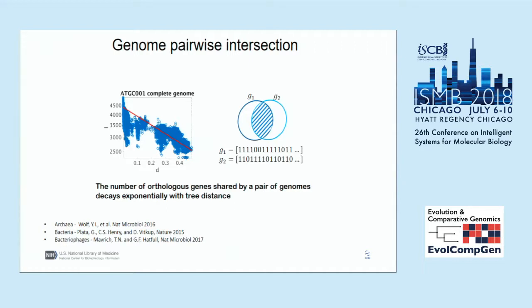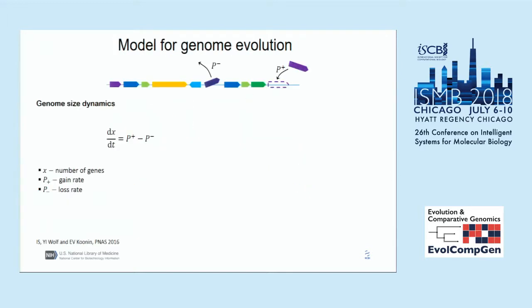And now we want to tie everything together and understand how the scaling laws are related to the intersections. For that, we need a model. The evolution of prokaryotes is subject to extensive gene loss and horizontal gene transfer. So the simplest model to depict the evolution is a succession of stochastic gains or losses, which are governed by gain rate and loss rate.